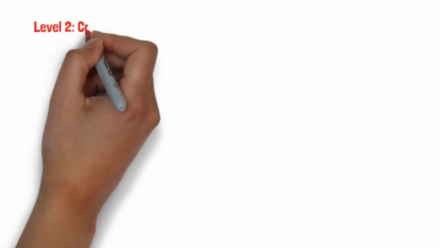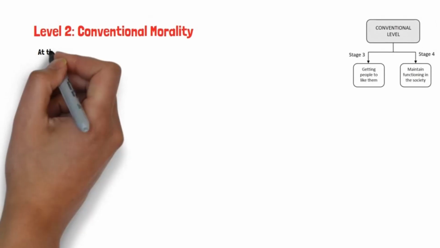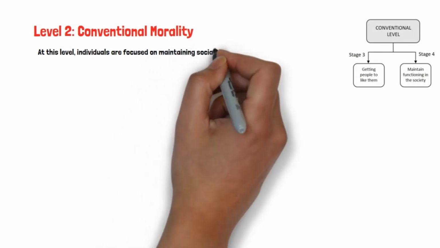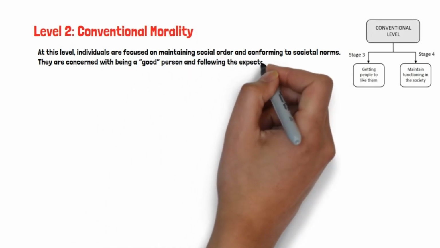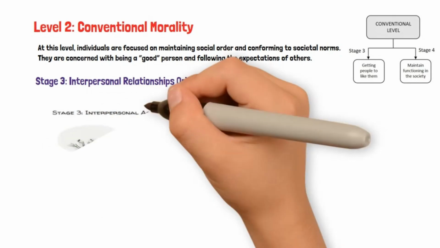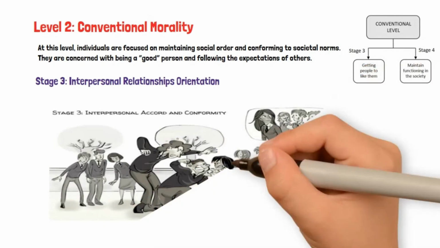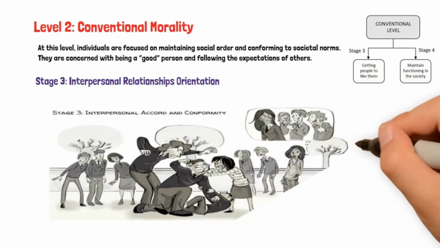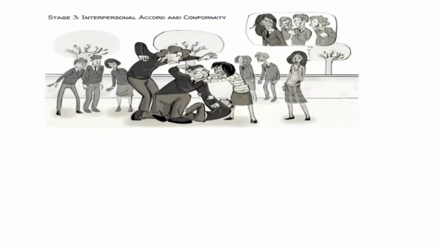Level 2. Conventional morality. At this level, individuals are focused on maintaining social order and conforming to societal norms. They are concerned with being a good person and following the expectations of others. Stage 3. Interpersonal relationships orientation. At stage 3, people are concerned about their public image and want to be seen as a good person in society, which is why this stage is also called the good boy, good girl orientation stage.